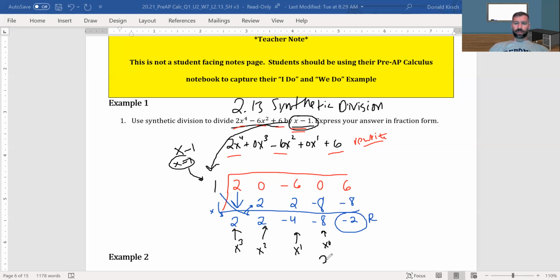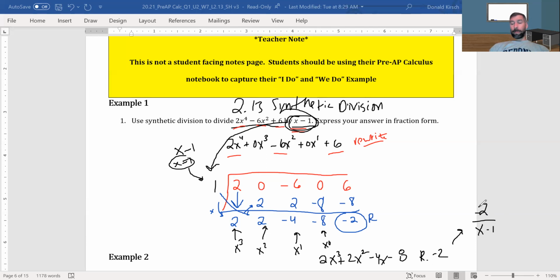So let's put this all together. We get 2x to the third plus 2x squared minus 4x minus 8. Then we're going to put a remainder of -2, which we could also write as -2 over x minus 1, which came from the very beginning.